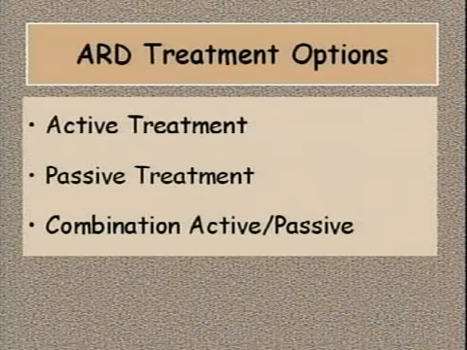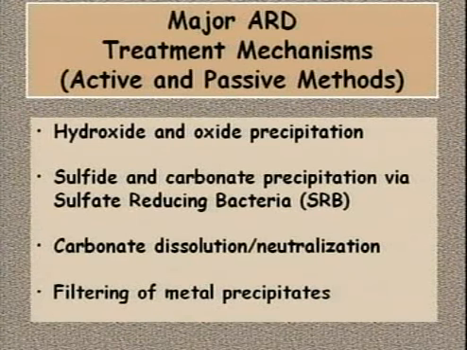So what are the main metal removal mechanisms we might expect in a typical treatment system? The 3 major ones here that we're showing here are chemical, and the 4th is a physical mechanism. The first chemical method is through hydroxide and oxide precipitation, and this can be facilitated by the Thiobacillus ferrooxidans bacteria and other species. Another major mechanism is sulfate and carbonate precipitation facilitated by sulfate-reducing bacteria, or SRB. Carbonate dissolution and chemical neutralization rounds out the big three chemical treatment methods.